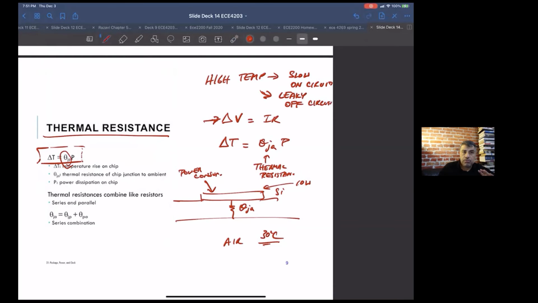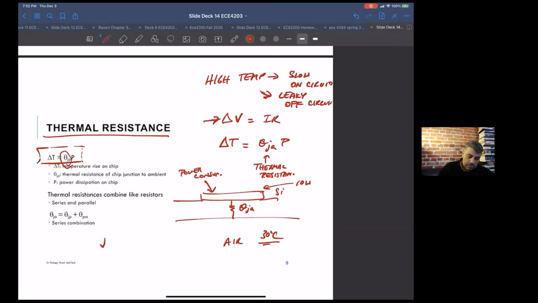Both of which are bad. Both leakage current would go down, and our on currents would also go down. So a hot chip is bad. Typically the max you'd want your chip running at, don't ask me why, is what they call the junction temperature.